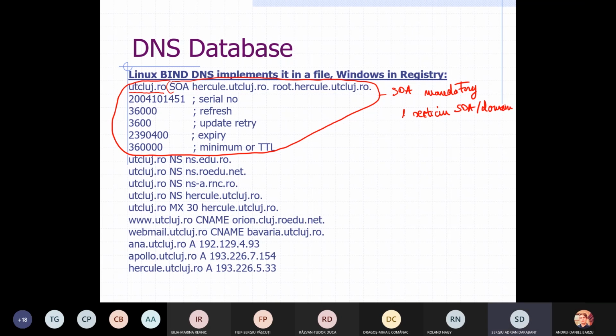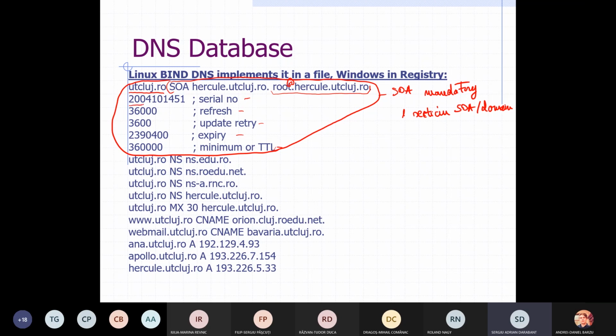It tells me who manages this domain. It tells me that probably the person that can answer emails about this would be this one. You need to replace that dot with an @. It has some information here, various information pertaining to the working of the DNS.